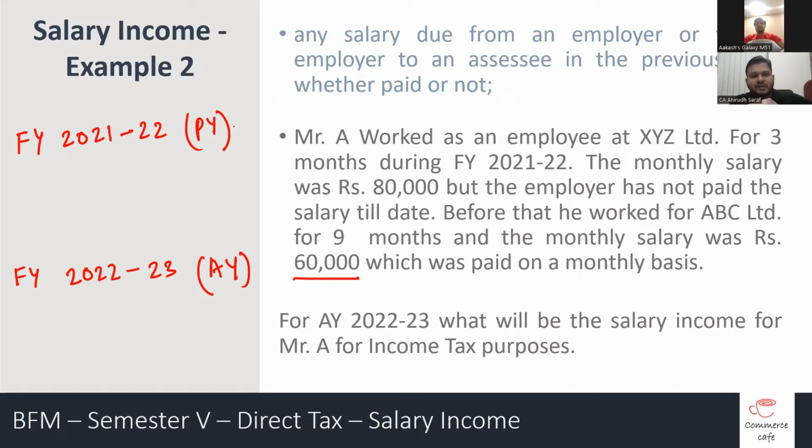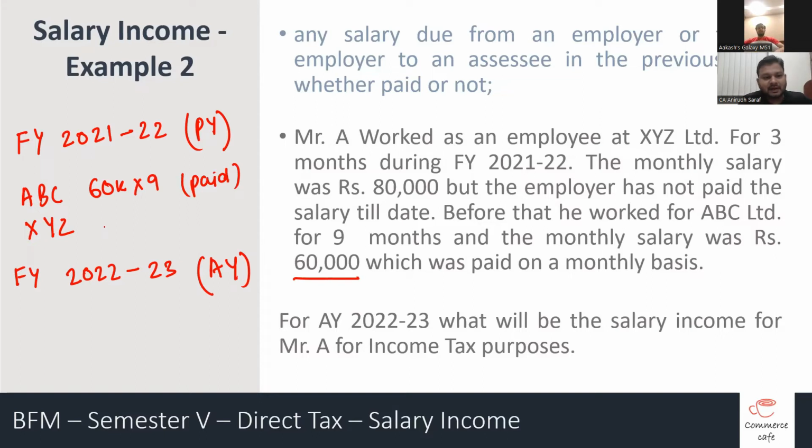First company, how much was the income? The first company he worked up to 31st December, right? Yes, for 9 months, so April to December. So 60,000 into 9, so 5,40,000. And this is paid.